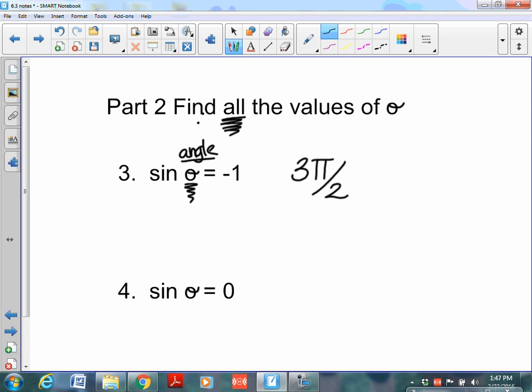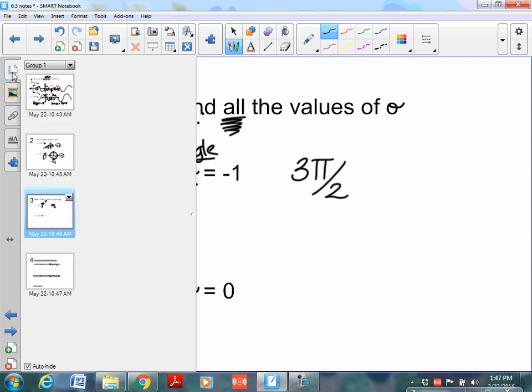This is called the inverse, right? When you have to find it. But that's not the answer. It says to find all the values of theta. The word all. So how do we come up with this?